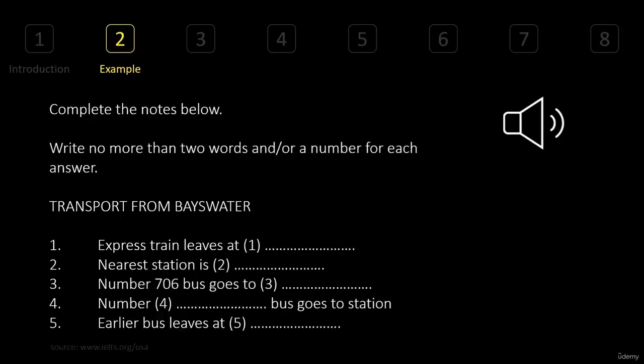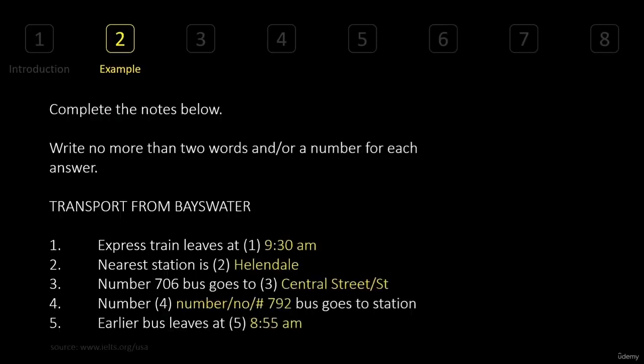And we are back. I hope you found all the answers, and I hope you found them correct, because we're going to look at the answers now. For the first one, it's 9:30 a.m. For the second one, Helendale. For the third one, Central Station. Fourth one, number or NO or hash. Pound sign. You can call it hash. And then 792. It's universally accepted, and hence you can also use it. And last one, 8:55 a.m. Remember, if it's a spelling mistake here, it's incorrect.